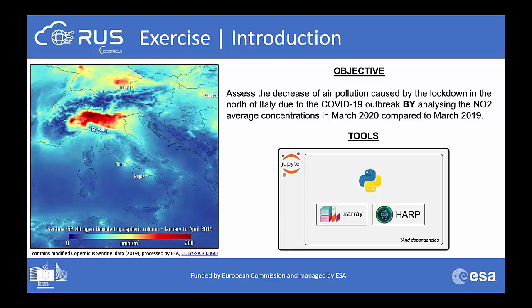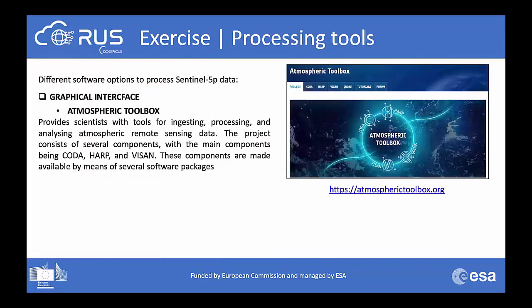an overview. So now that we are talking about the tools you can use to process Sentinel-5p data, I want to give you very briefly an overview of the options you have in the RUS Copernicus virtual machine. So if you are more into a graphical interface setup instead of a programming one, such as the one we're going to be using today, you can use the ESA atmospheric toolbox. So if you are coming from Sentinel-1, Sentinel-2, or Sentinel-3, you might be familiar with Snap. However, if you want to work with Sentinel-5p data, Snap is not the software to go.